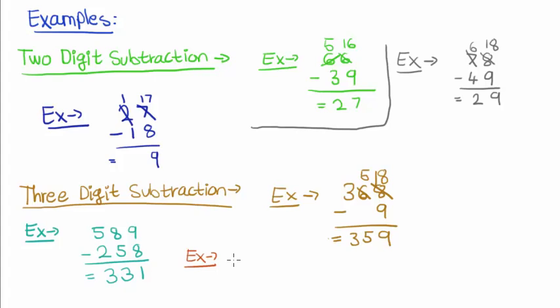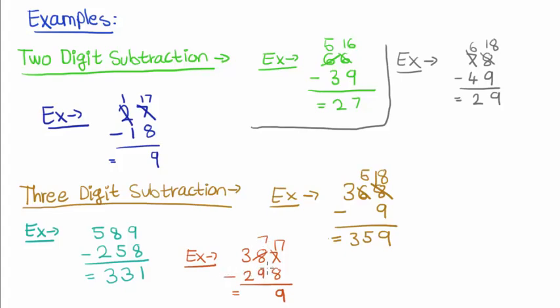Let's say I have something like 387 minus 298. In this case, the 7 is smaller than the 8, so I need to add 10 to it to give me 17. Now, I need to take away 1 from the 8 to give me a 7 on the top. Now I can do 17 minus 8 to give me 9. Now, I cannot really do 7 minus 9 because that will give me a negative number.